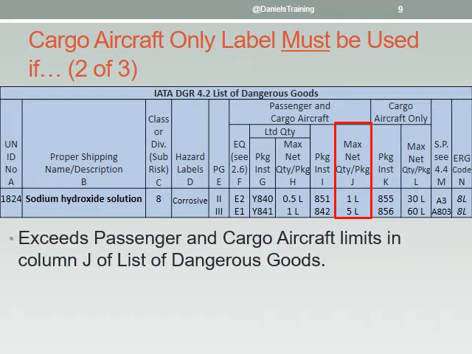liters. So, if your dangerous good is allowed on a passenger aircraft, but it exceeds the quantity limits of column J, then it cannot go on a passenger aircraft. It is forbidden on passenger aircraft, and then may be able to go cargo aircraft only, for which you must refer to columns K and L.